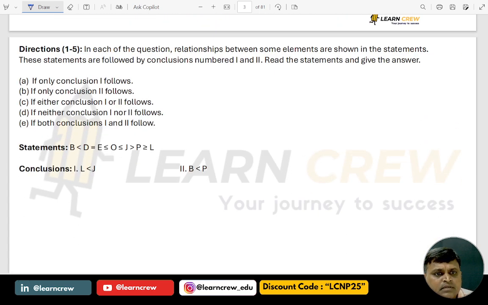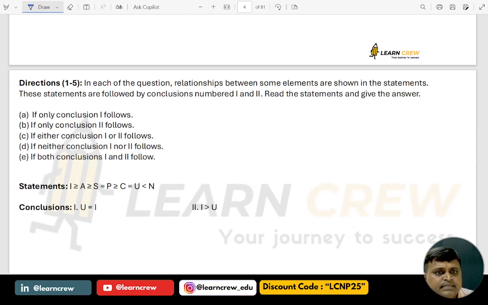Then next, between L and J, J is greater than or equal to L. So you can say J greater than L, so L less than J is correct. Between B and P, you have lesser and greater both. So no relation can be established. So here only one is true. So option 1.